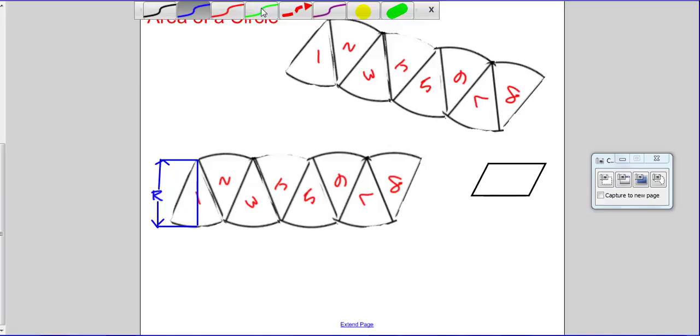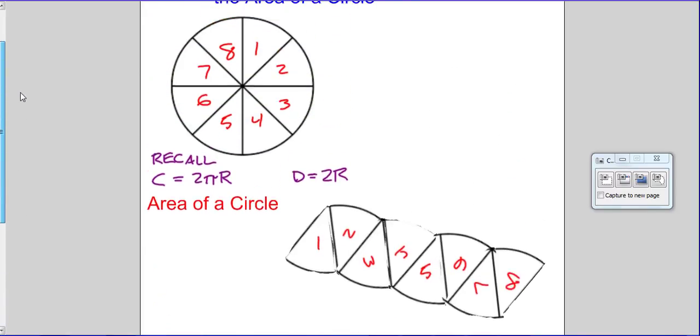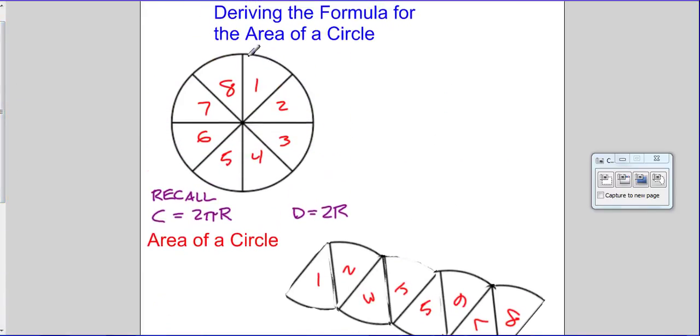So let's look at what this represents. This is piece 1, piece 3, piece 5, piece 7. So let's go back to our original circle. So this is piece 1, piece 3, piece 5, and piece 7. So every other piece of the circle is in green here. And the distance around the circle, that's the circumference.